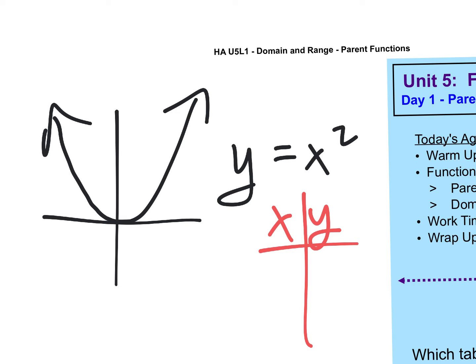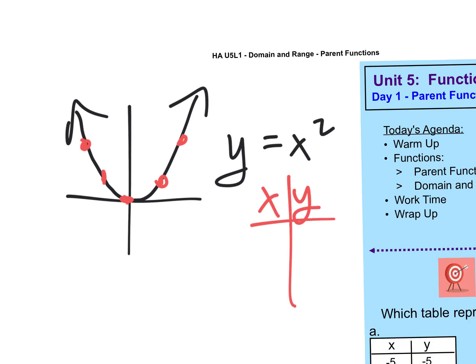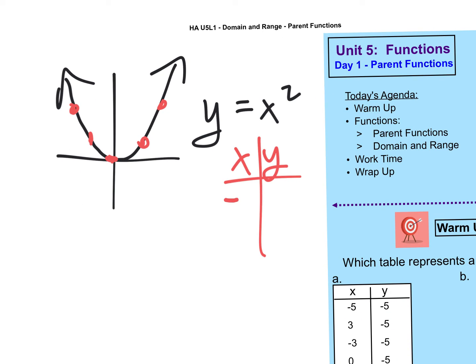My advice to you is pretty simple. If you have 5 dots, 1, 2, 3, 4, 5, do you think you could connect the dots? Yeah. Once you get enough dots, you're fine. So how do you get a bunch of dots? You make an XY chart. Everybody put in -2, and I would always start with that. And I would see what you get.